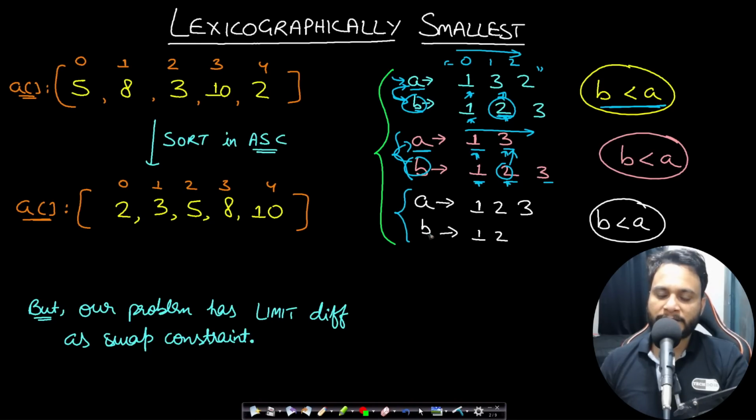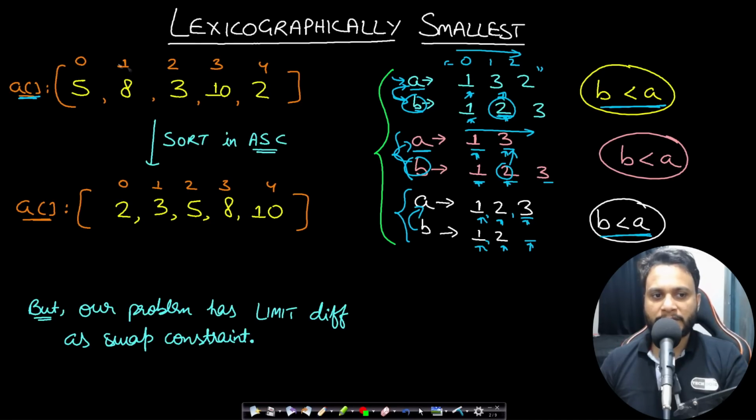Now if you look at the third example, the A value is 1, 2, 3 and the B value is 1, 2. If you keep comparing the values, then 1 and 2 both match, but in the third attempt you will see that array B does not have any item because the size is less, and that is why B will be considered to be less than A. So this is the meaning of lexicographical ordering. I hope this was clear.